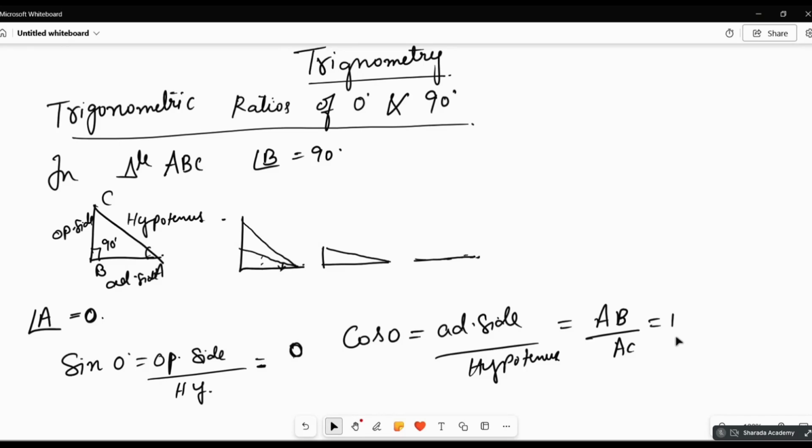These things they will not ask you to prove, but if you understand, then the problems will be easier to do. So sine 0 will be 0, cos 0 will be equal to 1.